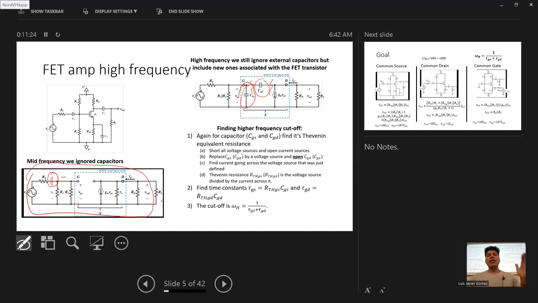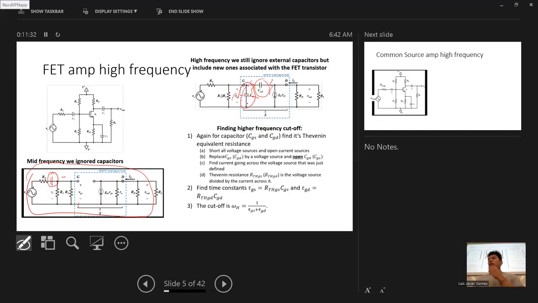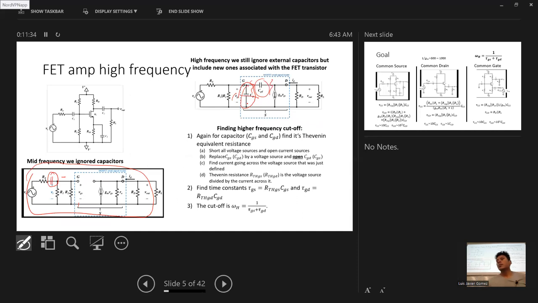Yeah, so at high frequencies, you're just going to take one capacitor, find the Thevenin resistance across it, and open the other internal capacitor to the transistor. Yes? If you look at the drawing, you still short the external capacitors, like you don't consider C1, 2, and 3? No, because at high frequencies, they behave even more like shorts. Okay. The approximation gets better and better.